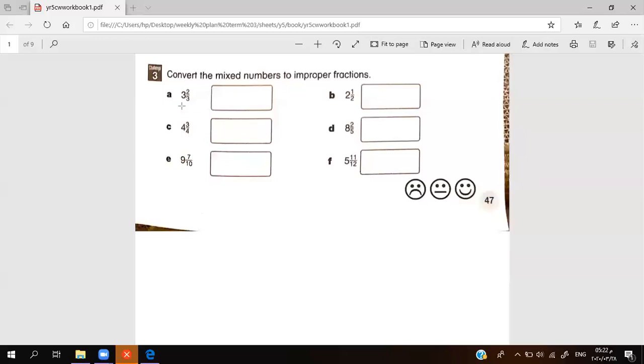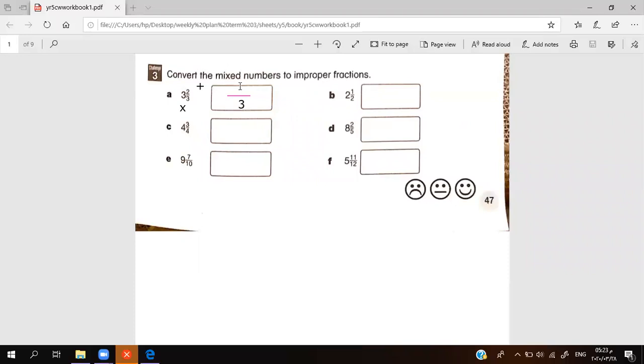Now let's convert the mixed number into an improper fraction. How do I do it? I do it by multiplying down and then adding up. What is multiplying down and adding up? This is my fraction. The denominator will stay as it is. What's the denominator here? It is 3. So it's going to be 3 as it is.